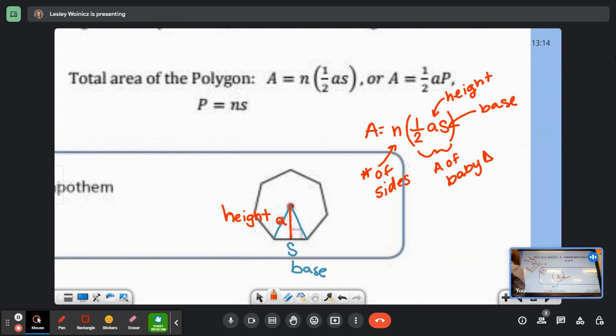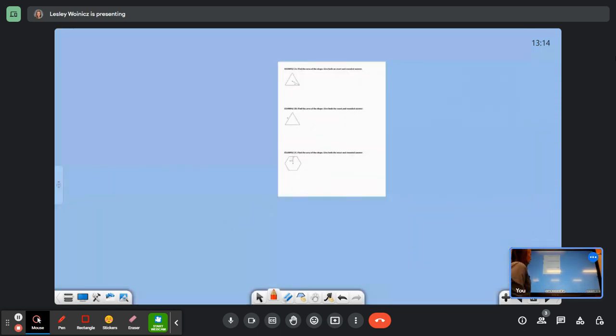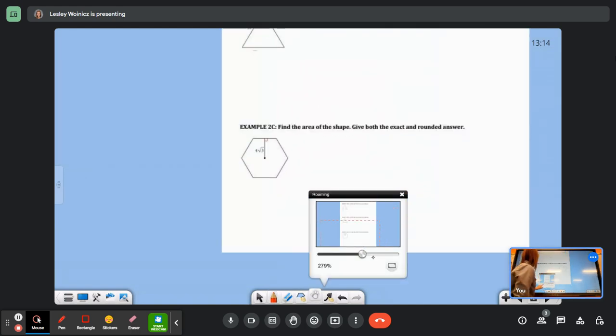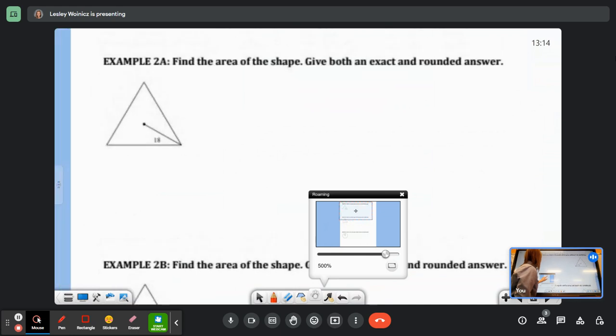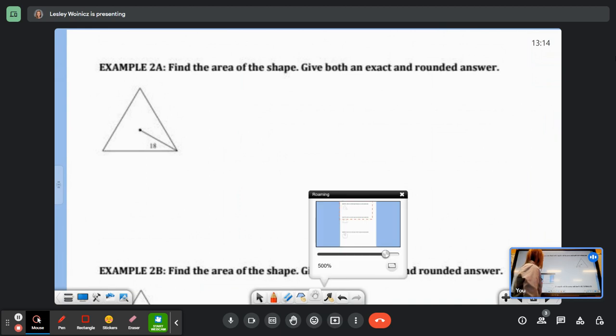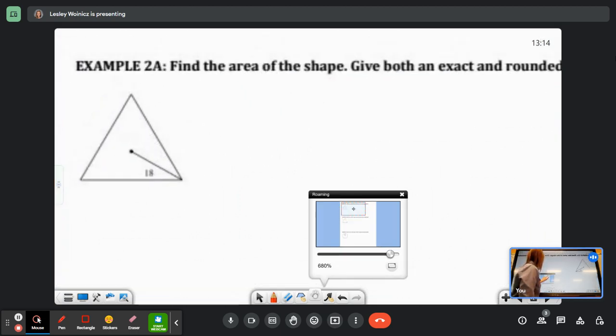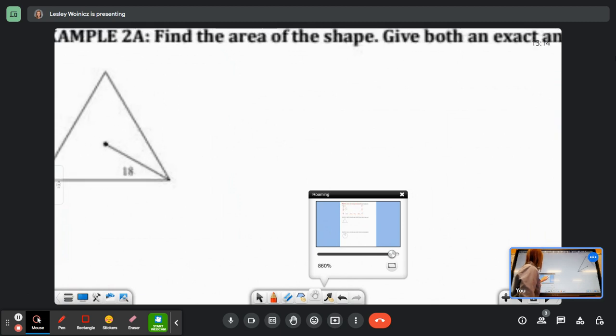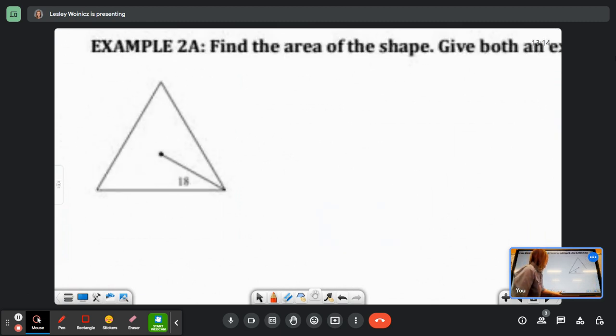Okie dokie, here we go. Okay, I'm going to zoom in a lot in a second. So we have to find an exact and a rounded answer. We are going to round to the 100th place because that's what I've already practiced today before the internet died. Okay, so first we're going to start connecting the center to our vertices. So we'll make 3 congruent baby triangles inside the big triangle.